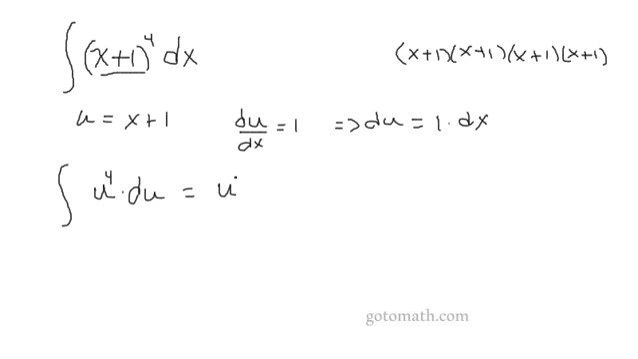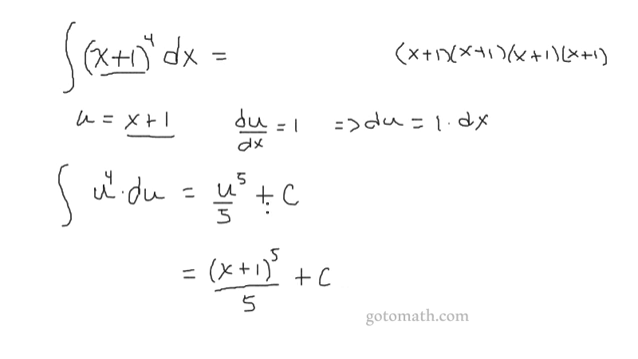So we add 1 to the exponent, putting the exponent down below, and then remember we have to say plus c here on the end. But we're not finished. What we have to do now is go back and substitute back in. So we have x plus 1 raised to the fifth power, all over 5, plus c. So that's what this integral would be equal to.